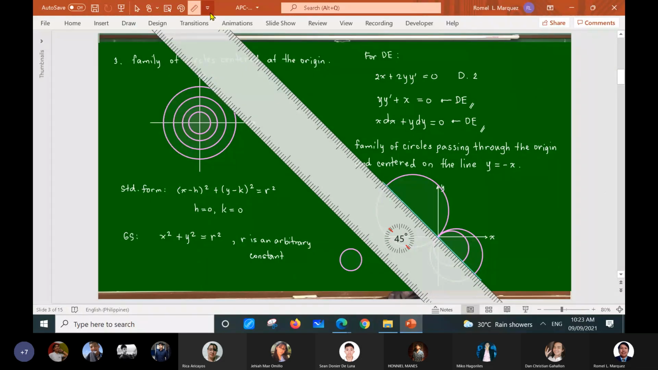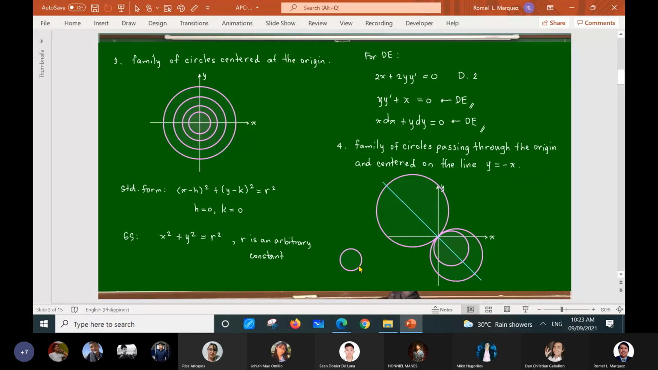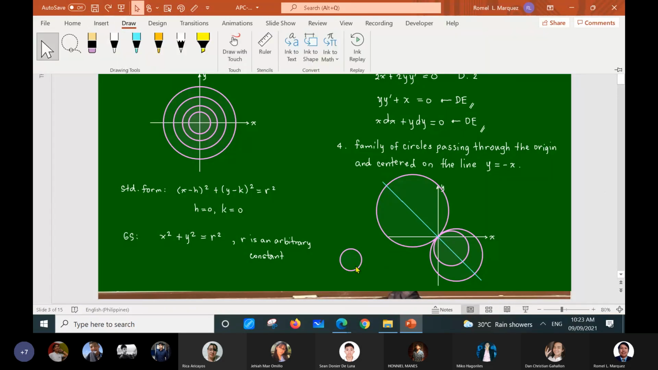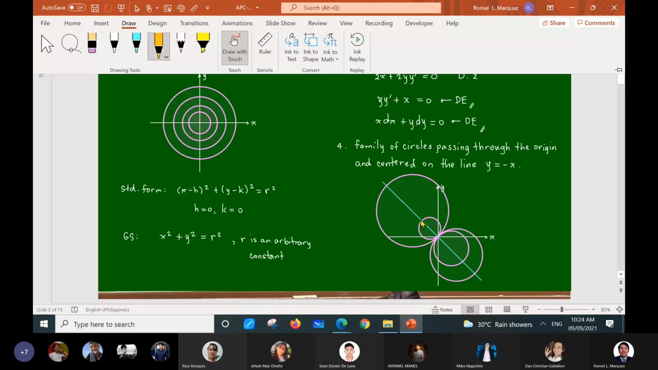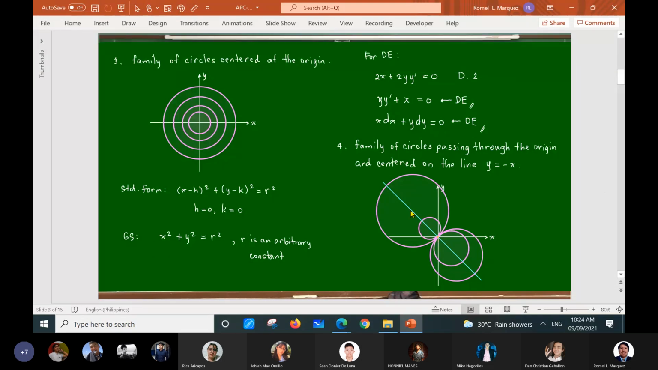This is extended, right? Extended yung line na yan, para makita lang natin yung center niya. And then another one, last one, but of course, there are still many. Like this one. These are just some of the members of this royal family of circles. They all pass through the origin and are centered on the line y equals negative x. So every member has its center on the line y equals negative x.